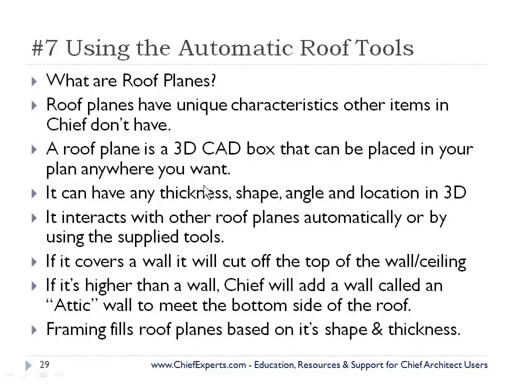All right, so roofs. What is a roof plane? A roof plane has unique characteristics other items in Chief don't have. A roof has fascia and gutter, and now it has rafter tails, and it can be put at any angle. It can be resized. It can be reshaped. It can be joined. The edges can be joined together using a join tool. So a lot of neat things. It can have any thickness, shape, angle, and be located anywhere in 3D in your plan.